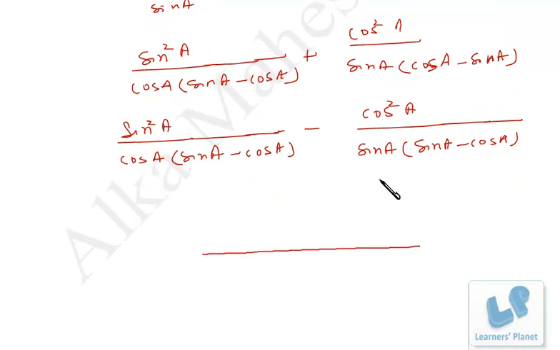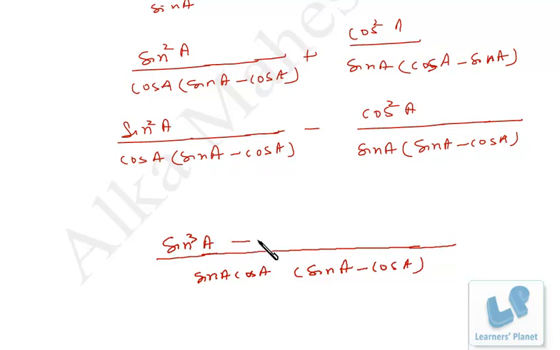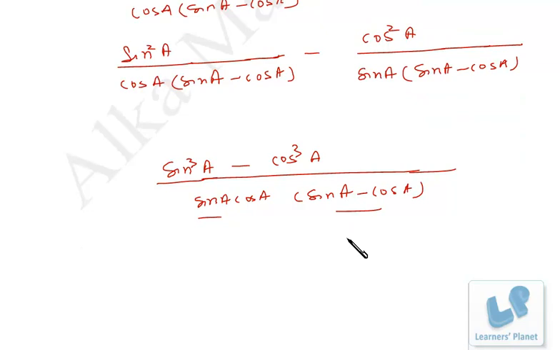So it's sin A cos A into sin A minus cos A. Now this is cos A into sin A minus cos A, so we are left with sin A. So this sin A into sin square A will be sin cube A, minus, this is sin A into sin A minus cos A, so we are left with cos A. So this cos A into cos square A will be cos cube A. Now here we are having sin cube A minus cos cube A.